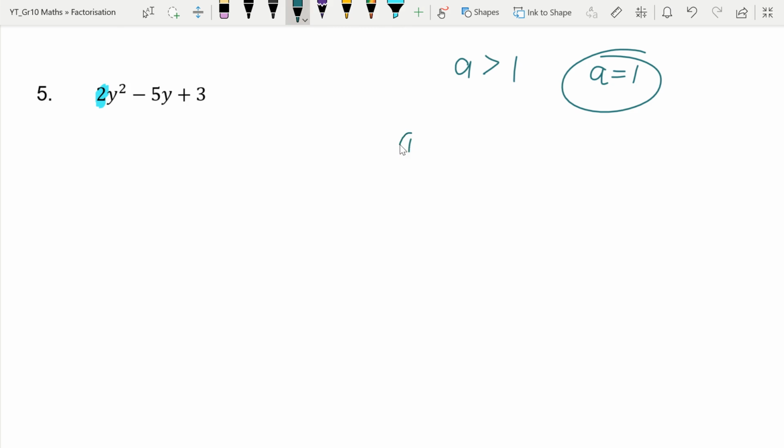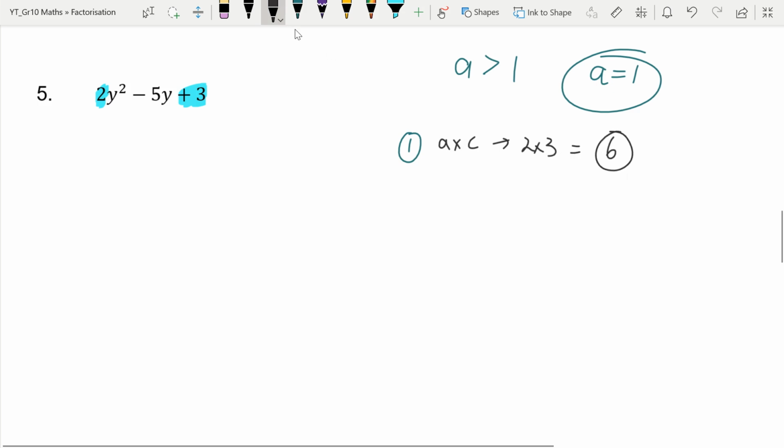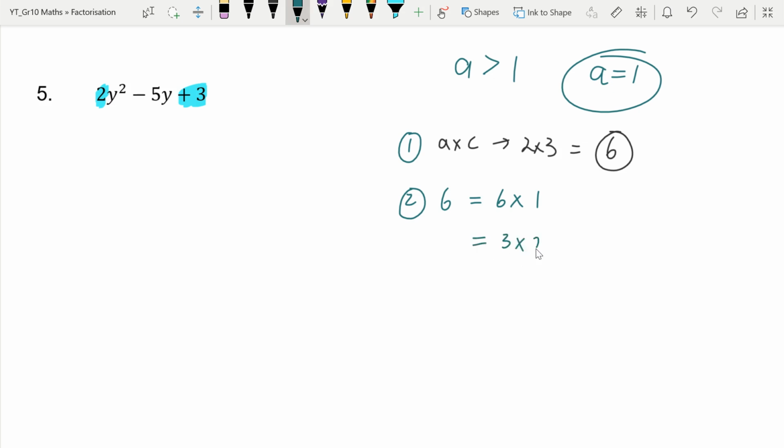The first thing that we're going to do is take the a value and multiply it with the c value. So we're going to say the a value times the c value. In this case, that will be 2 times 3, which will give us 6. Then the next thing is to take that 6 and factorize it, break it up into its factors. So 6 is equal to 6 times 1, and 6 is also equal to 3 times 2, and that's it. Those are the only factor pairs.